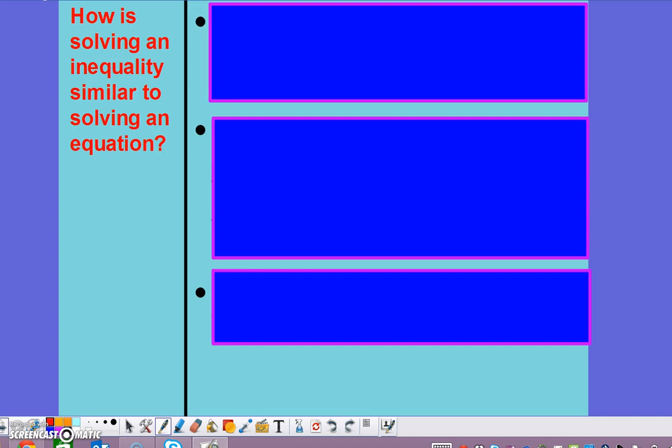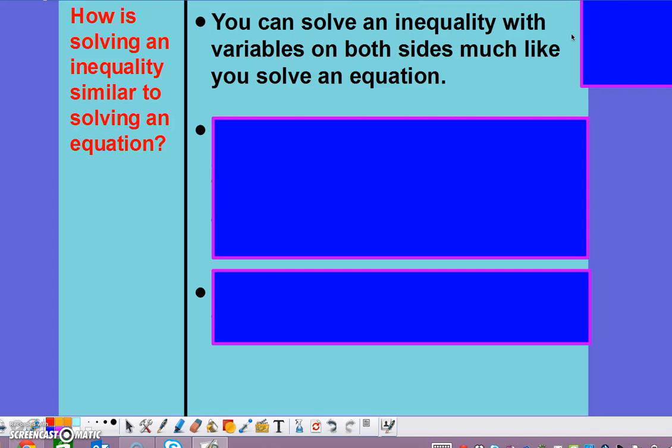Now let's actually solve some inequalities. So how is solving an inequality similar to solving an equation? Solving an inequality is very similar to solving an equation. So we're going to follow those same steps that we did yesterday. It says you can solve an inequality with variables on both sides, much like you solve an equation.